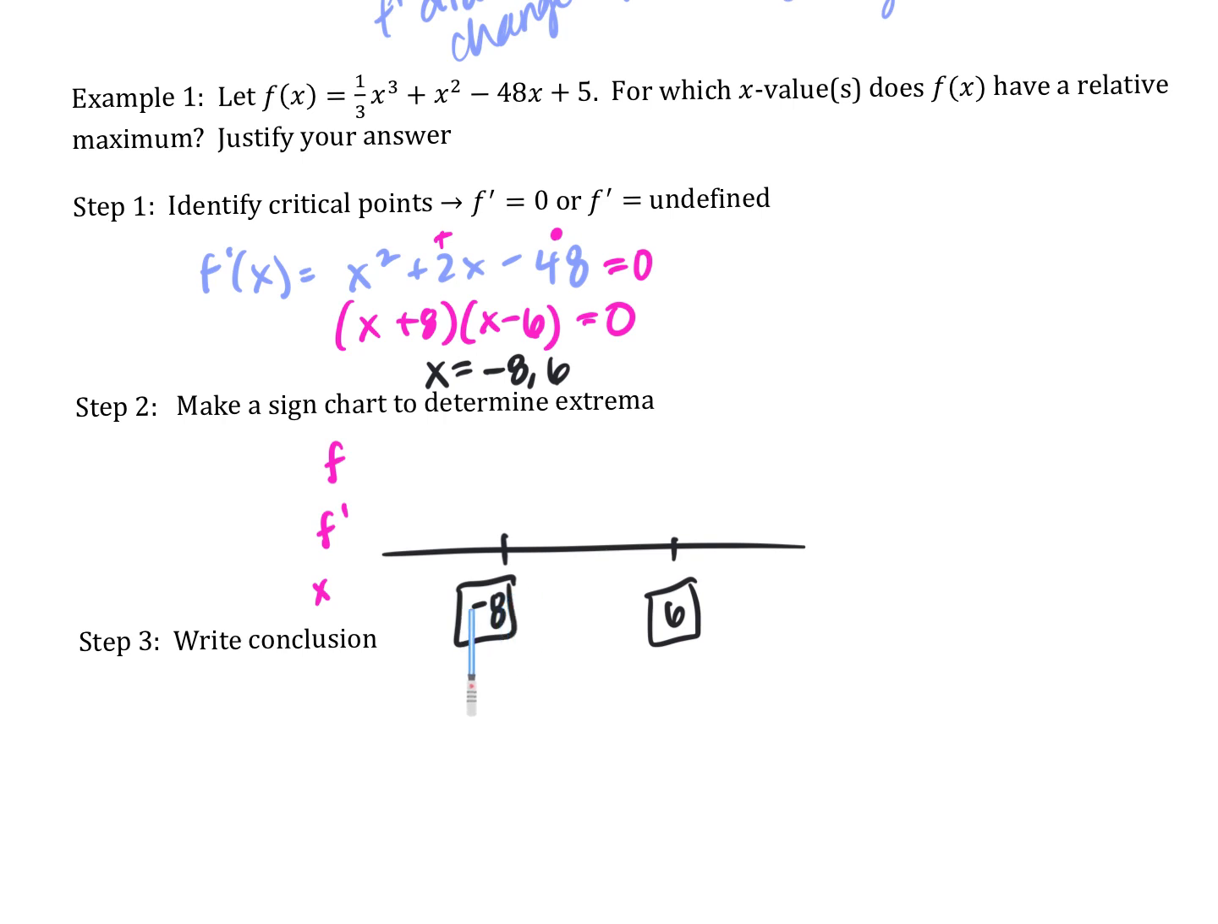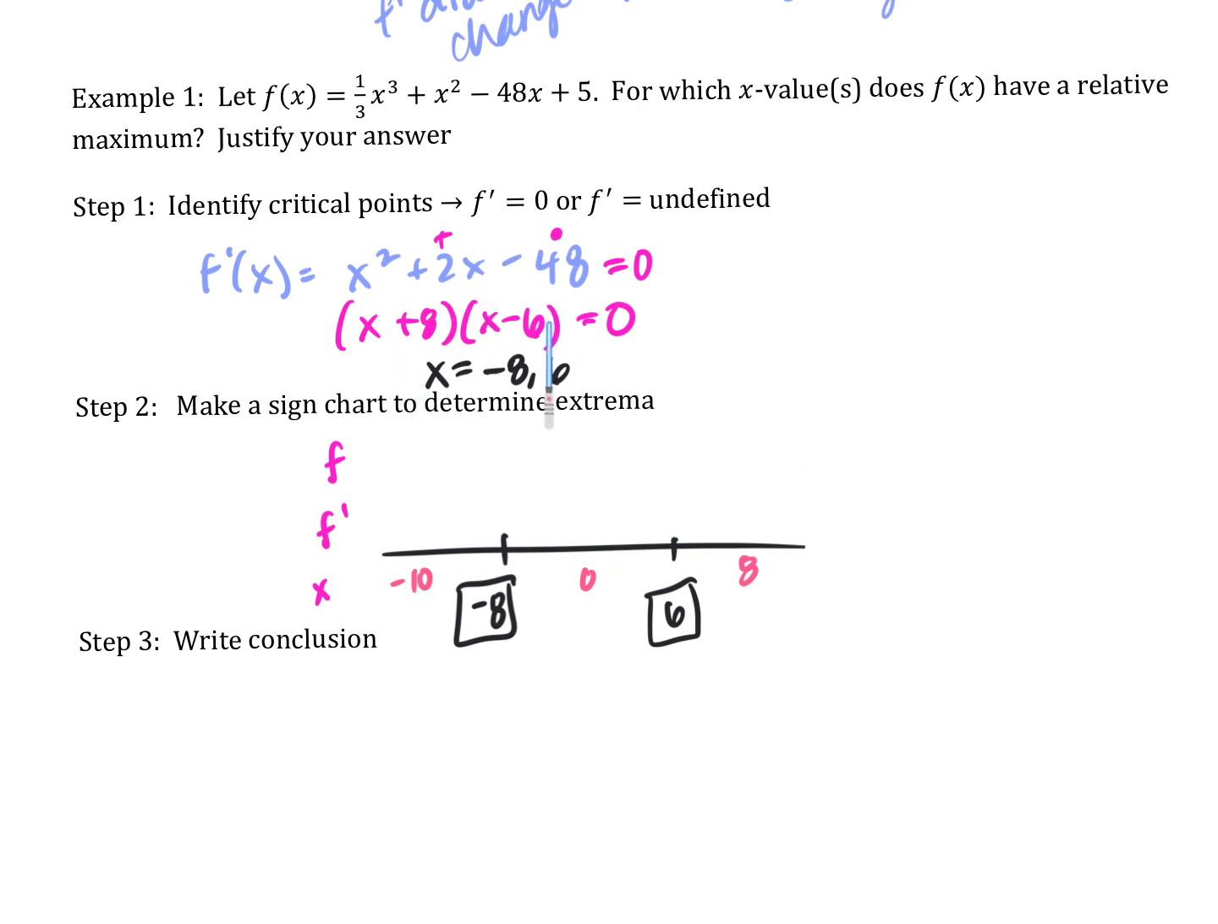What's the number that we want to try that's less than negative 8? Negative 9, negative 10. I'm going to go negative 10. Between negative 8 and 6? I like 0 for sure. Bigger than 6? 8, 25, 300, whatever you want to do. I'll go 8. You could go 7. You could go 6.1. Okay, you guys, we always plug these pink values into my f prime.